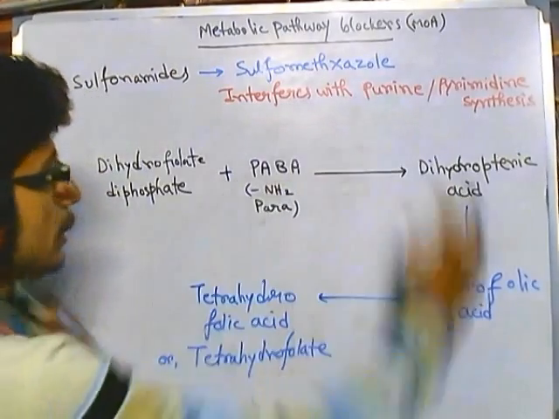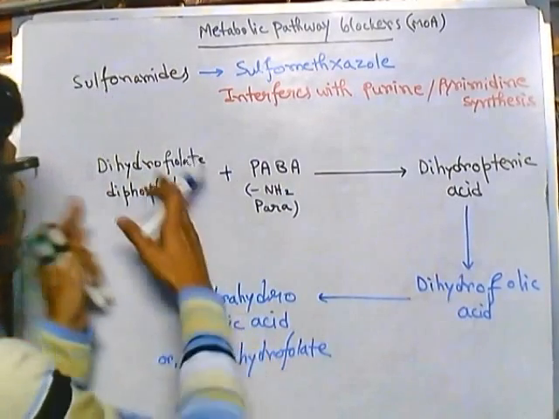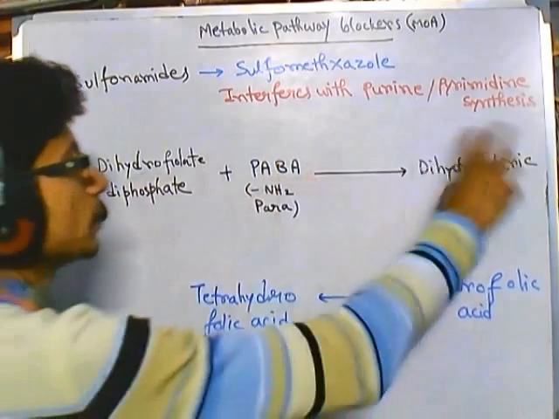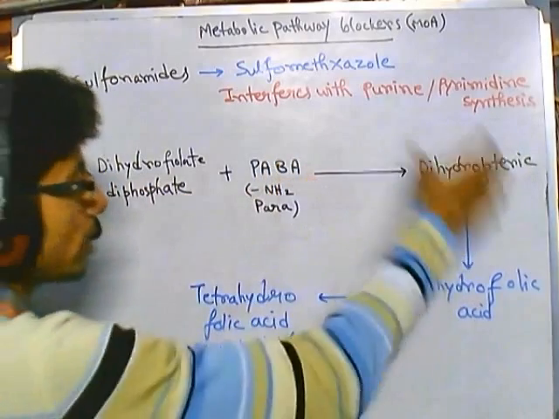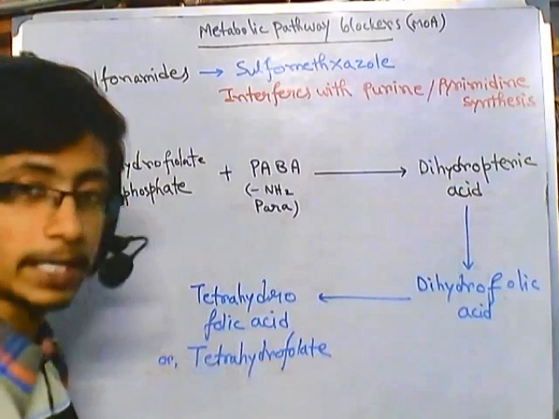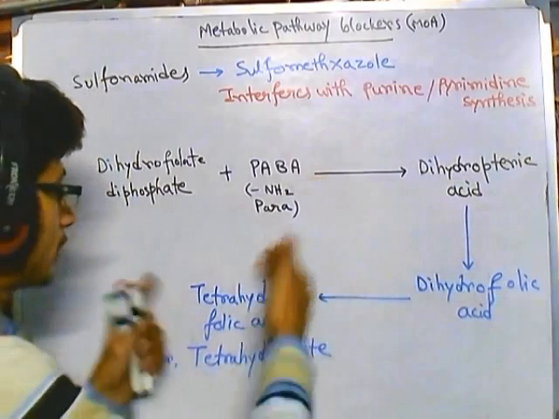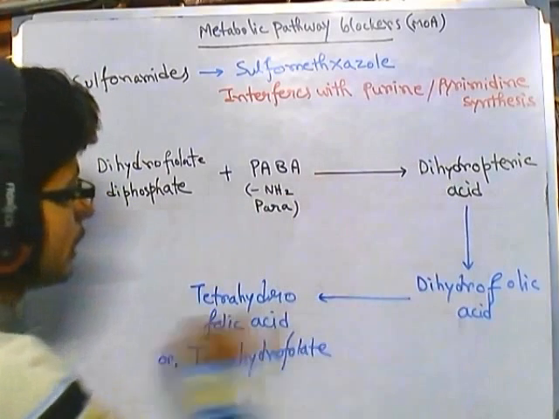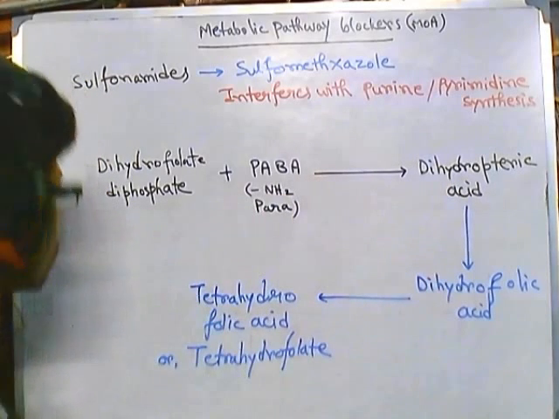Right, so this is the basic scheme of the pathway. Dihydropteroate diphosphate along with para-aminobenzoic acid convert themselves into dihydropteroic acid. From dihydropteroic acid, it converts itself into dihydrofolate. From the dihydrofolate, it further converts itself into tetrahydrofolate or tetrahydrofolic acid. Okay, so this is the scheme of this whole process.